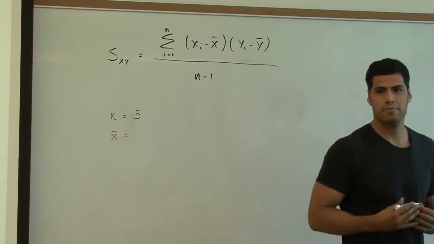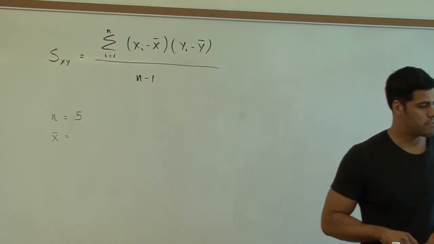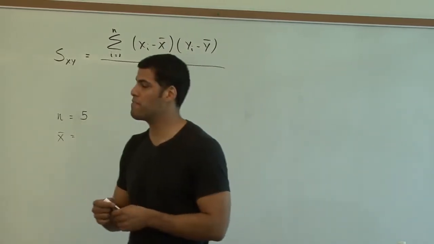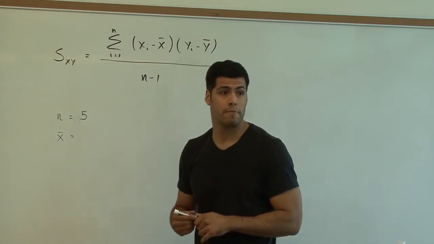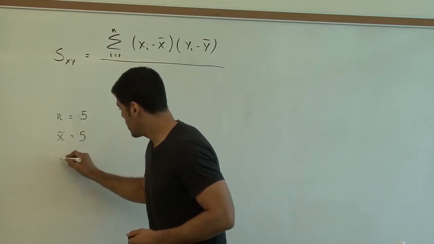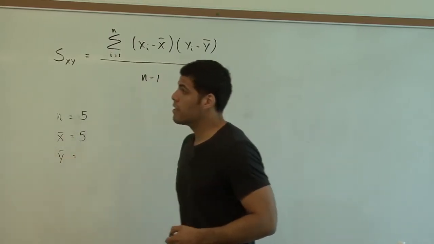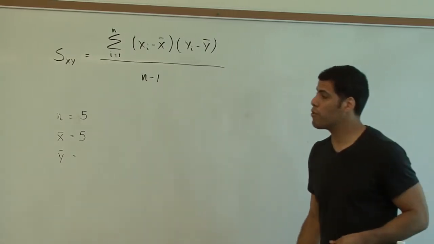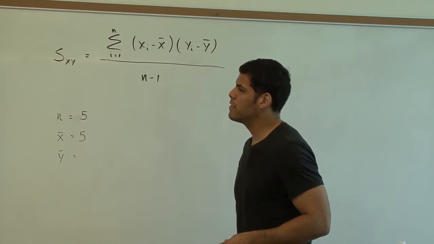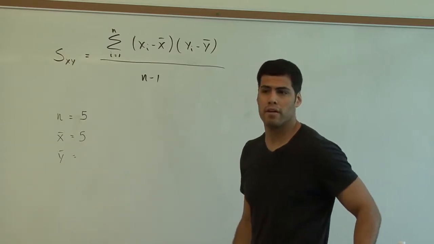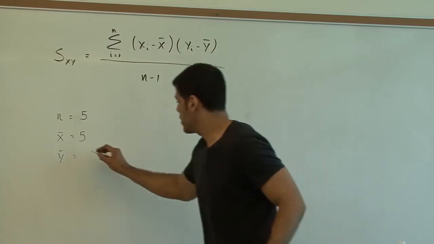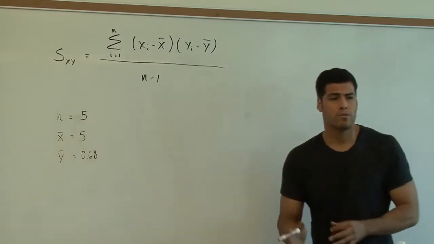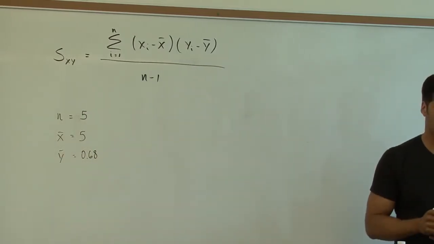This one is going to take some time, right? So x bar is going to be what? 3 plus 5 is 8 plus 12, 20, 25, divided by 5, 5. That's x bar. Y bar: 0.9 plus 0.4 is 1.3, plus 1.1 is 2.4, plus 1.5 is 3.9... 3.4 divided by 5, 0.68. Thank you. Now we have everything we need to start working on the covariance.